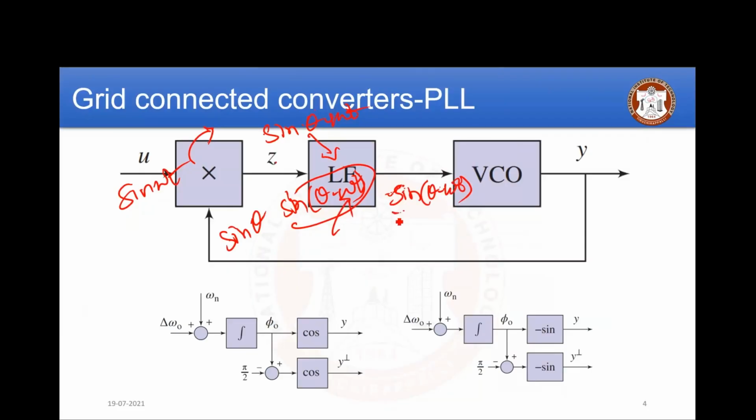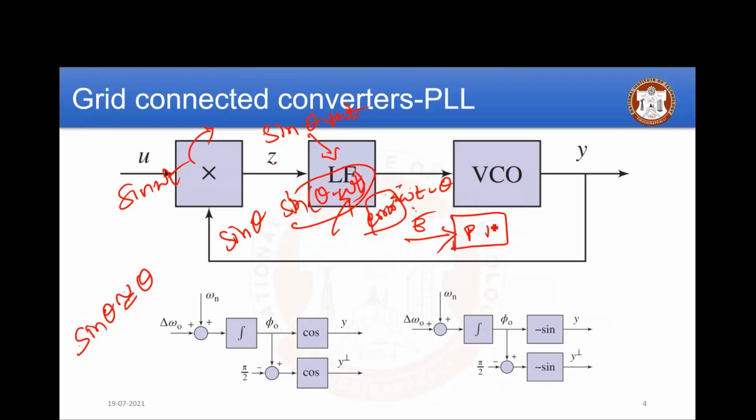So for a small angle, assume that these two are very near. Then for small angles, sine theta can be approximated to theta itself. So this will be approximated as theta minus omega t, which is your error. I mean, this has to be omega t minus theta. This is my error, isn't it? Now this error, whatever error that I have, I will pass it through some PI controller and I'll get my reference value.